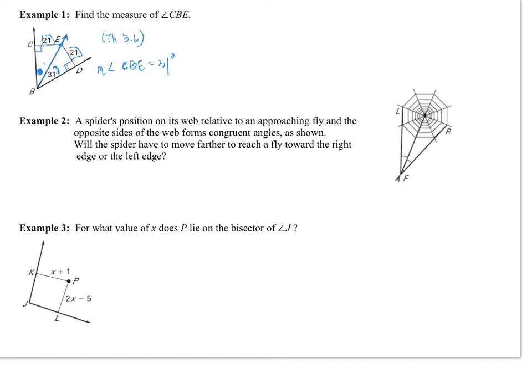And in example 2, a spider's position on its web relative to an approaching fly. So the approaching fly will be here, and the spider is here. And the opposite sides of the webs form congruent angles. So these two angles are congruent. As shown, will the spider have to move farther to reach a fly toward the right edge or the left edge?